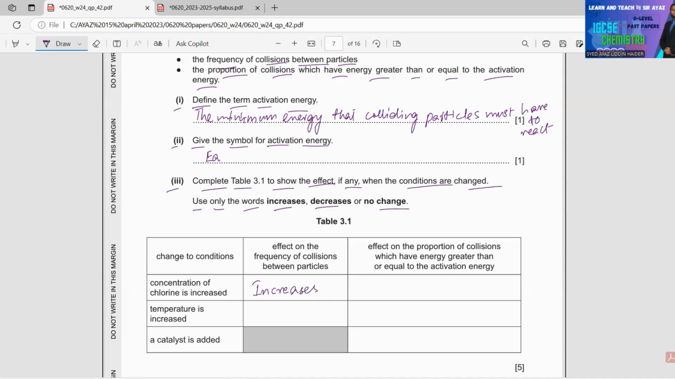What about the effect on the proportion of collisions which have energy greater than or equal to the activation energy? You are only increasing the concentration. You are not increasing the energy. So it has no change or no effect. So you write no change here. Don't write no effect, because they have already mentioned use only the words increases, decreases, or no change. Temperature is increased. Now, temperature increase will definitely increase the effect on the frequency of collision as well as the effect on the proportion of collisions. So you'll write increases, increases.